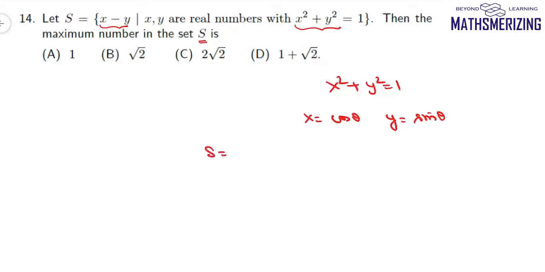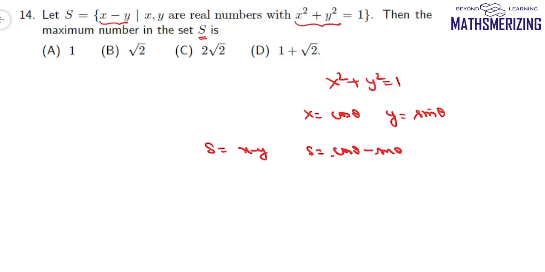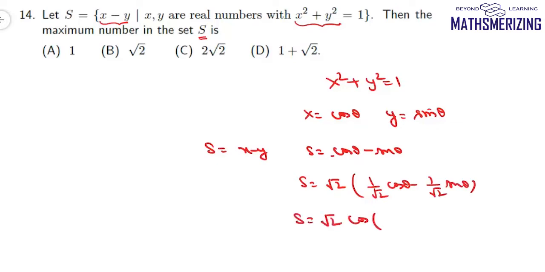Now the set S given is x minus y, which in this case will be simply cos theta minus sin theta. So now here it is a cos theta plus b sin theta. So I'll multiply and divide it with under root of a square plus b square, which is root 2. So I'll multiply and divide it with 1 by root 2. So I'll write this set S as root 2 times cos of theta plus pi by 4. Now what is the maximum value of cos? Maximum value of cos is 1. So the maximum number in this set S will be simply root 2. And that's your option number B.